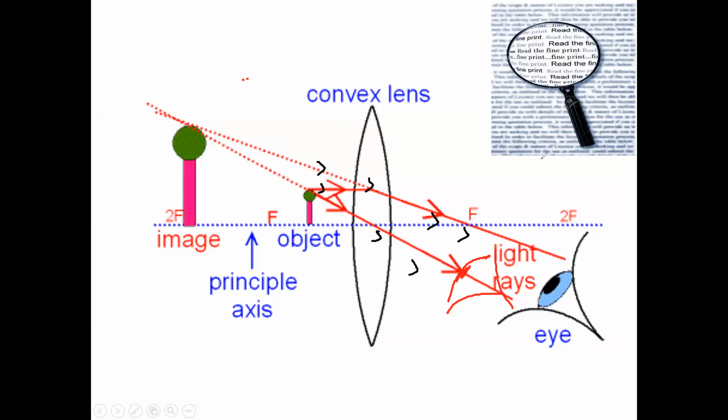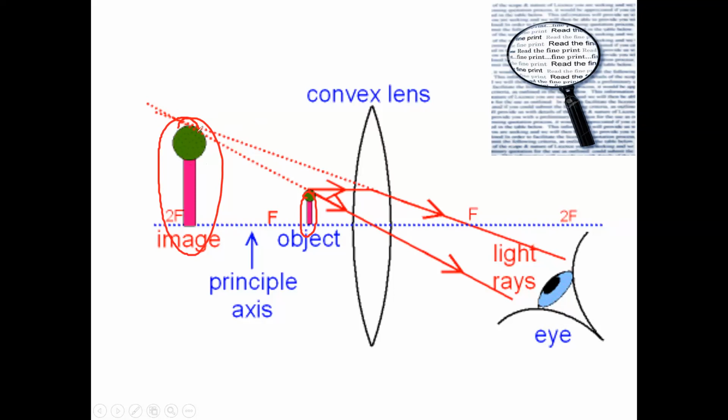So as a result, what happened? Again, imagination is there: the text or the object is so small, and when the light rays pass through, they enter our eye and our brain senses light is coming straight from the object. So as a result, the image of this object will appear much larger, so we are able to read this text.